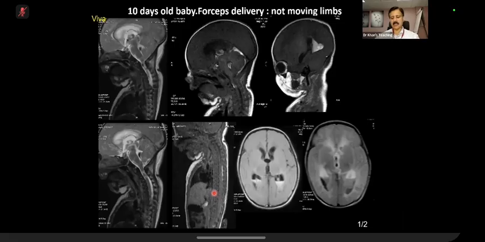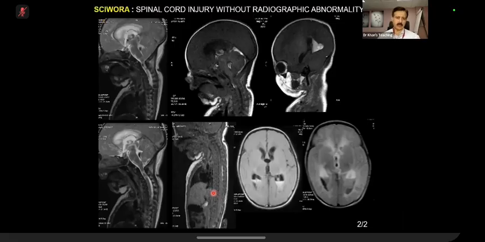So this is a case of what we call SCIWORA, which is spinal cord injury without radiological abnormality. And by the way, this word is an old word. It is coined before MRIs, etc. Radiological means there is nothing on the plain X-ray or a CT scan. So the point is that this can happen, and this was a birth trauma case.